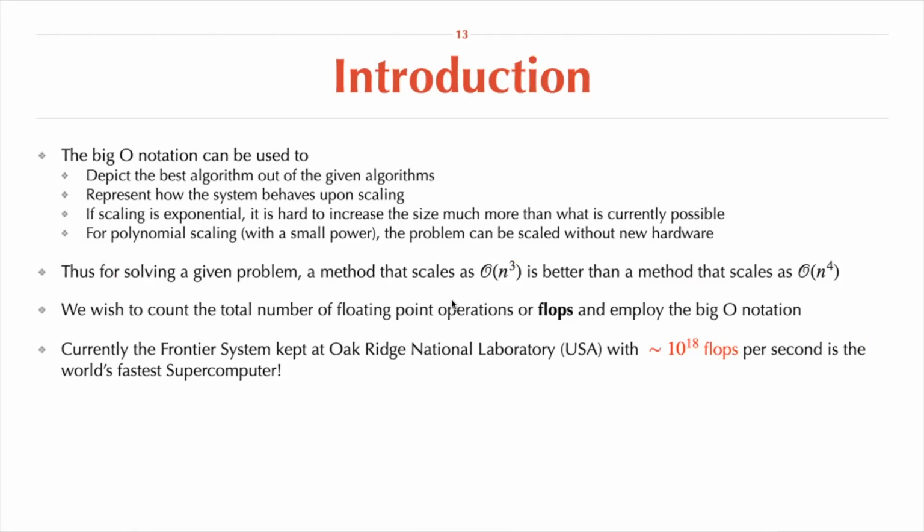So let's say one of them scales as n cube, one of them scales as n power 4. Then you will choose this method, because when you increase n, the number of operations that you will have to perform in this case will be smaller as compared to this case. So we will count something called flops, or the floating point operations.